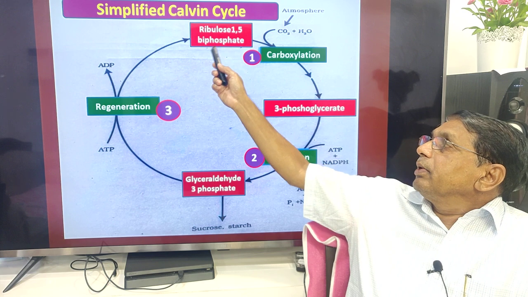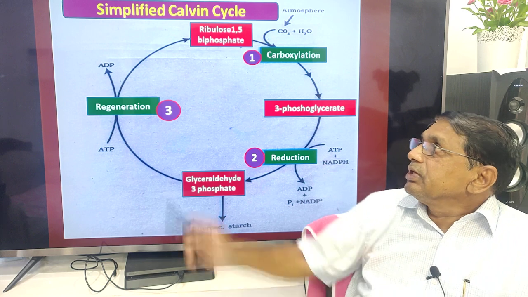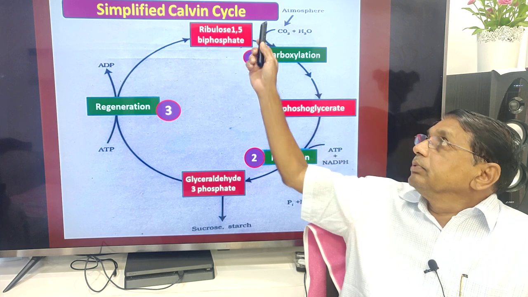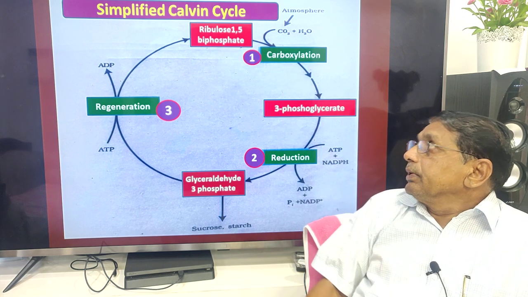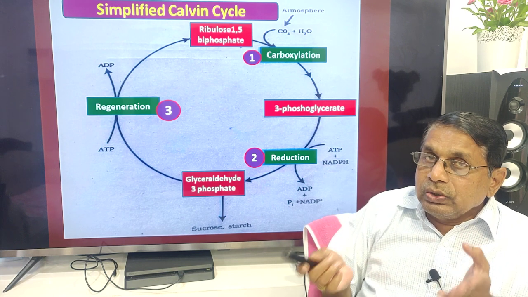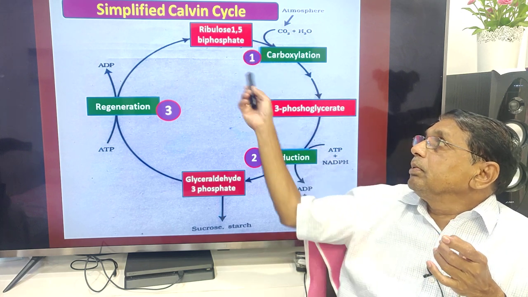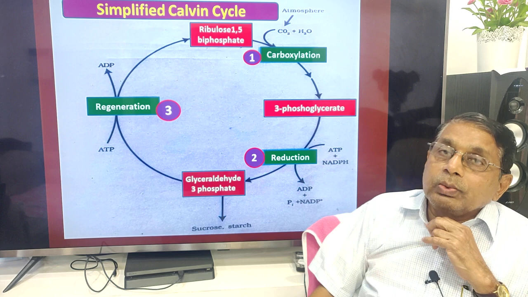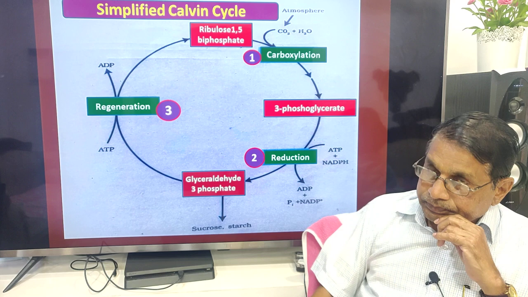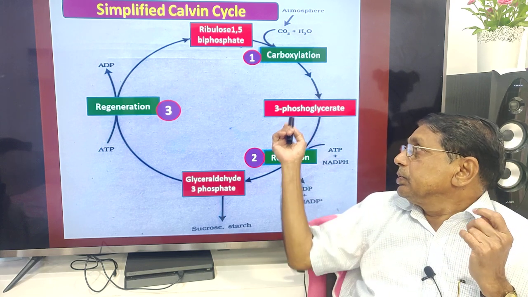Ribulose 1,5-bisphosphate, very commonly known as RuBP, a C5 compound. This accepts the carbon dioxide and water. This phase is known as carboxylation. The reaction is catalyzed by RuBP carboxylase, or RuBisCO. Then 3-phosphoglycerate, the first stable compound.